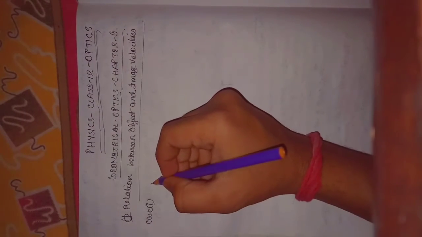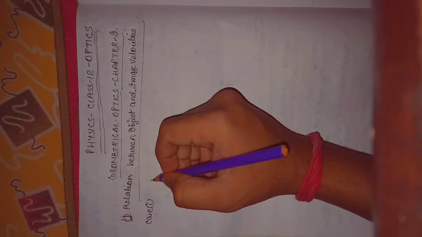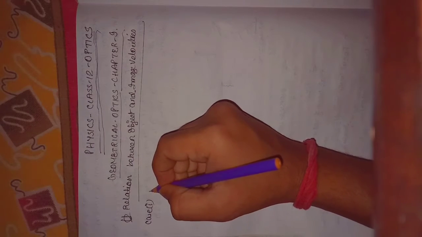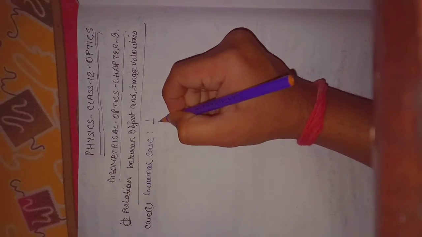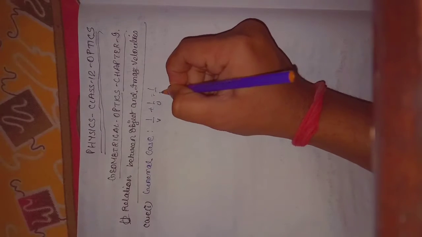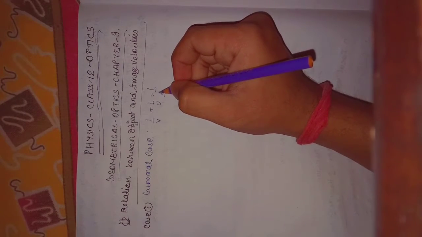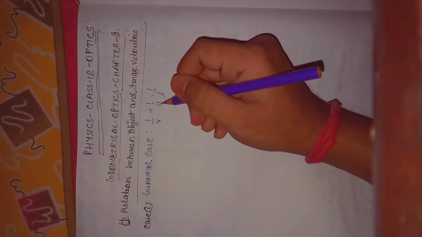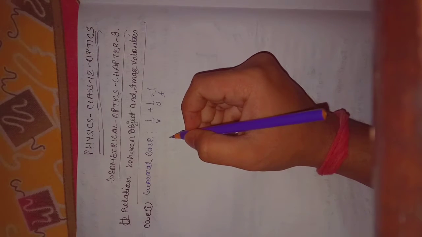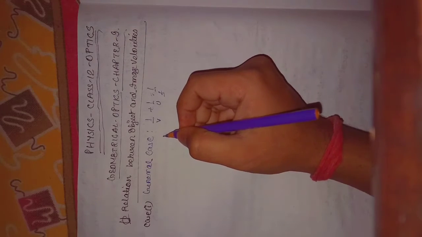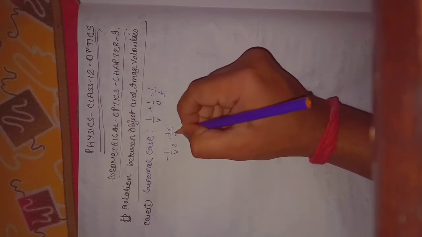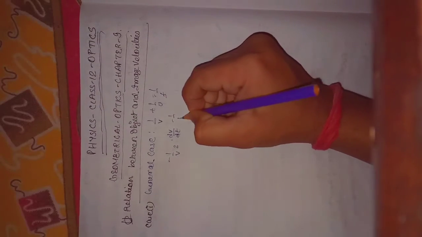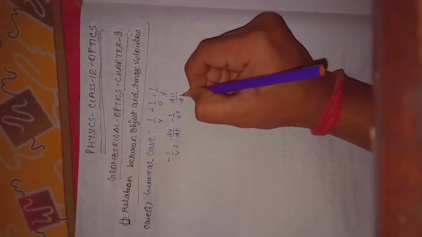In this we'll simply use the mirror formula to find the relation between the image and object velocities. Case 1 we will consider as the general case. So in the general case, we'll take the mirror formula, which is quite simple: 1 by v plus 1 by u equals 1 by f. For finding the relation between the object and image velocity, we'll simply differentiate the equation with respect to time. So this is minus 1 by v square into dv by dt minus 1 by u square into du by dt, which equals 0.